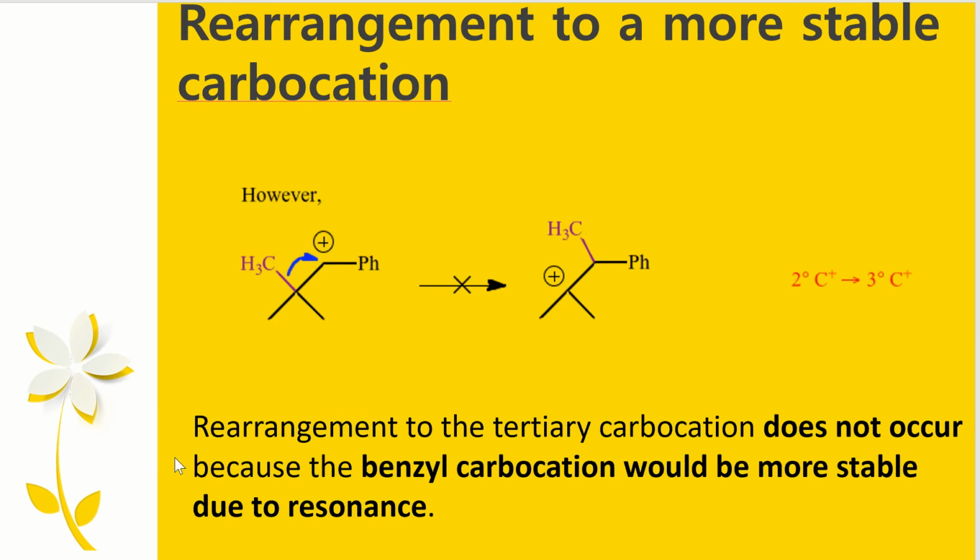All right, so let's see what happens here. Rearrangement to the tertiary carbocation does not occur because the benzyl carbocation would be more stable due to resonance, right? So even though you would have had a tertiary carbocation here, this does not happen because the benzyl carbocation is more stable, and we already looked at the resonance structures, right?